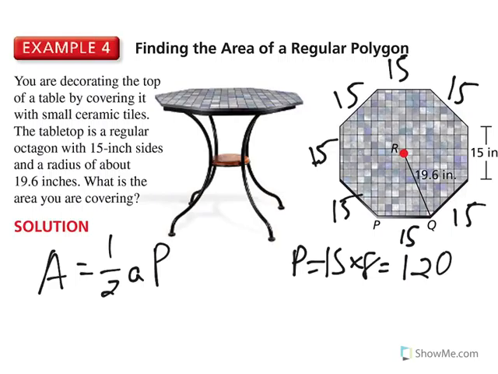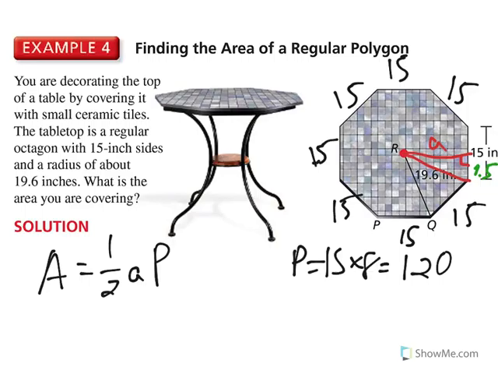So if we look at this picture here, we have the radius of 19.6, but we need to find the apothem that would go straight here. Okay, so if we want to find the apothem, that side length would be 1/2 of 15, and so that would be 7.5 here. You could do Pythagorean's theorem here. If you wanted to solve for the angle, you could end up using trig. I'm just going to do Pythagorean's theorem.